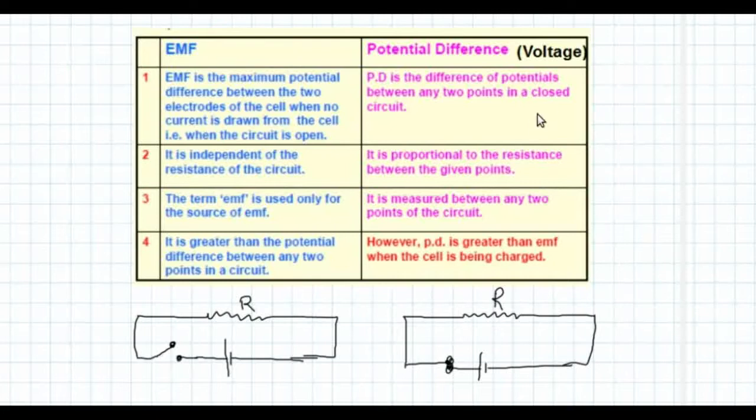On the other hand, a closed circuit means the switch is closed. That means now there is a current flow from the positive side of the battery through this external resistance to the negative side of the battery. So this is a case where the potential difference between the two electrodes will be less than that of the EMF.